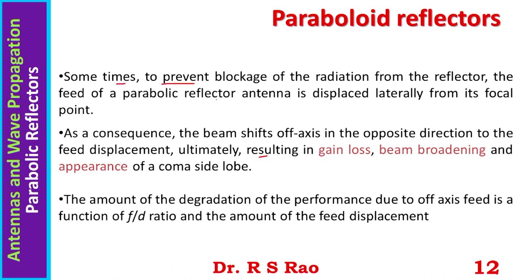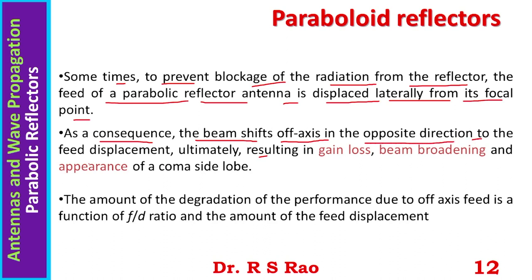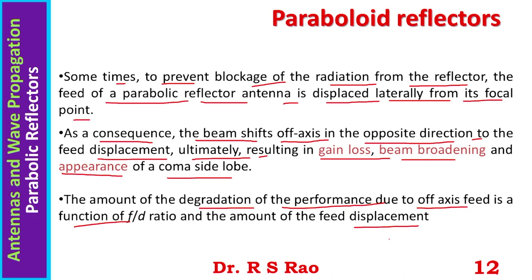Sometimes, to prevent blockage of the radiation from the reflector, the feed of a parabolic reflector antenna is displaced laterally from its focal point. As a consequence, the beam shifts off axis in the opposite direction to the feed displacement, ultimately resulting in gain loss, beam broadening, and appearance of coma side lobe. The amount of degradation of performance due to the off-axis feed is a function of the F to D ratio and the amount of feed displacement.